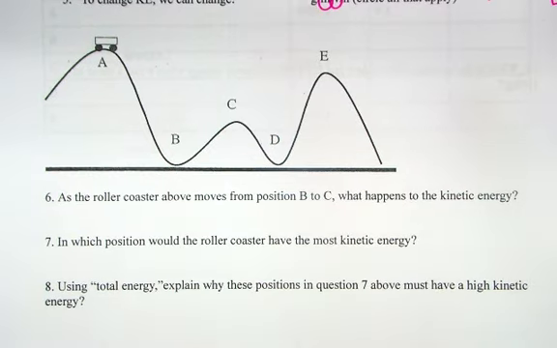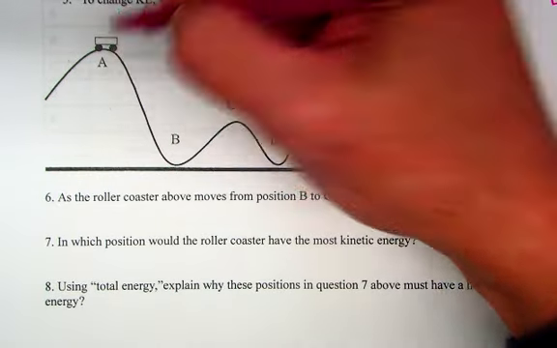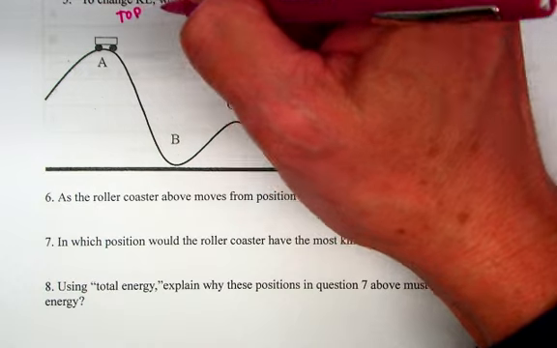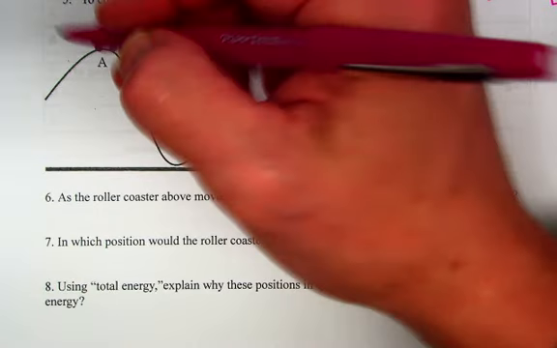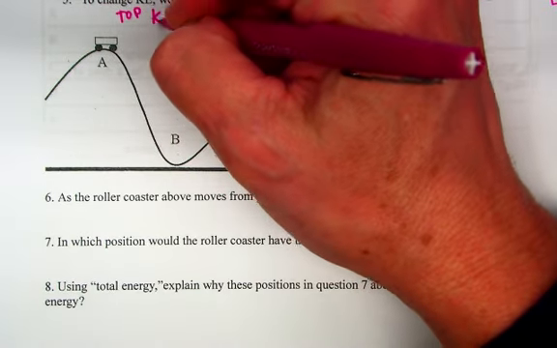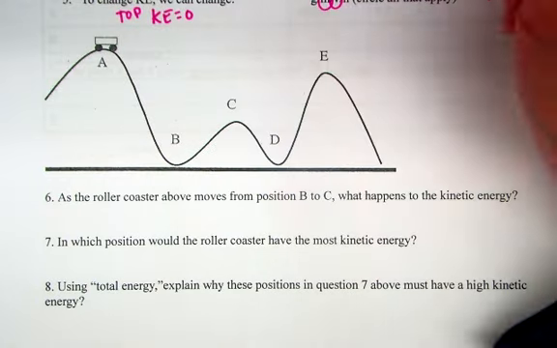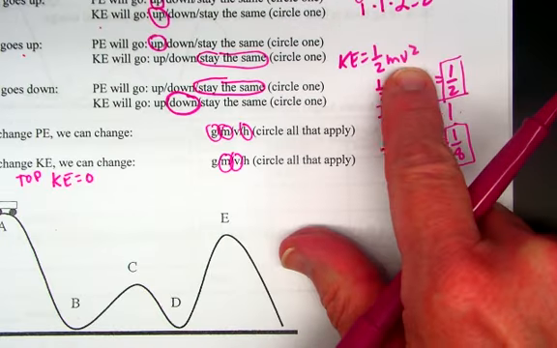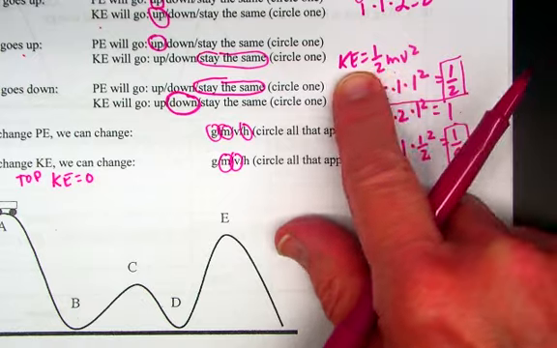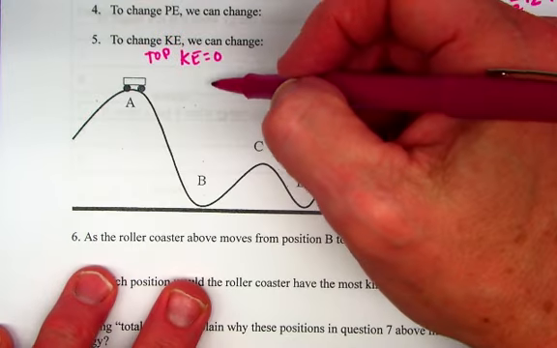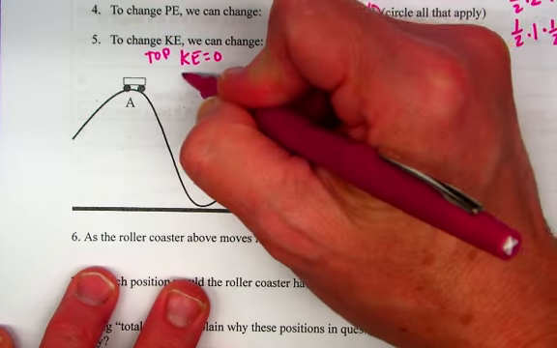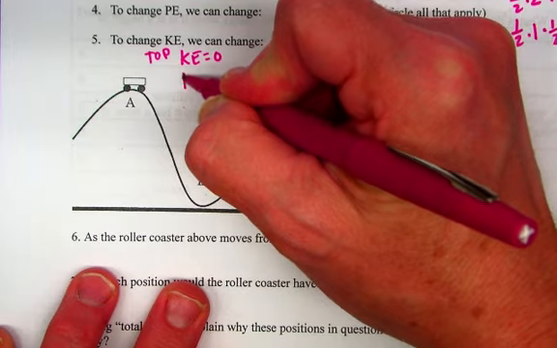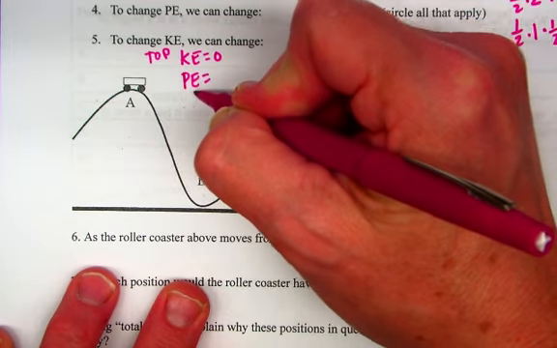So what you first want to do is think, all right, at the top, my roller coaster is going to be at rest. This is before it starts. So at the top, there's no kinetic energy, because think of the equation, 1/2 mv squared. If you have no speed, you have no kinetic energy. So at the top, the roller coaster's at rest, kinetic energy is 0. So all of the energy is potential.